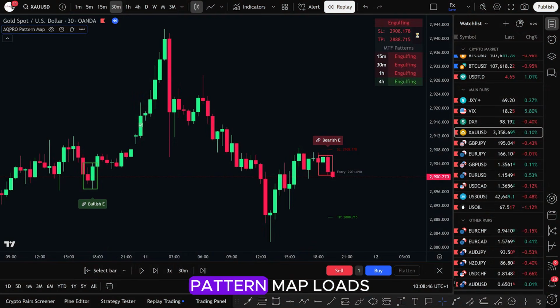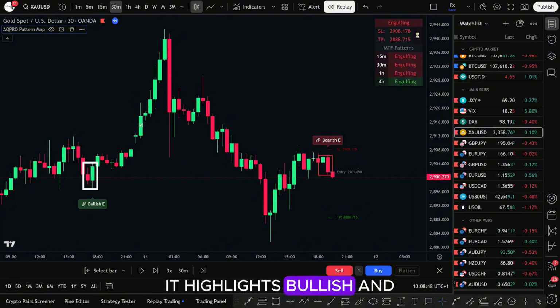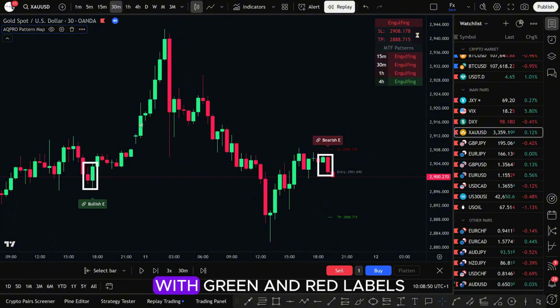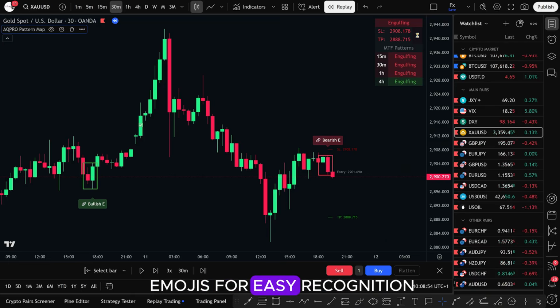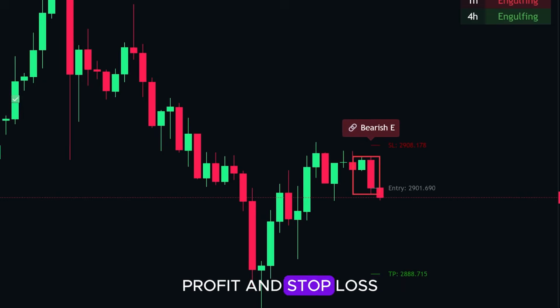When AQPRO Pattern Map loads, it highlights bullish and bearish candlestick patterns with green and red labels, plus clear boxes and emojis for easy recognition. It automatically draws take profit and stop loss levels for each signal, so you instantly see entry and exit points.